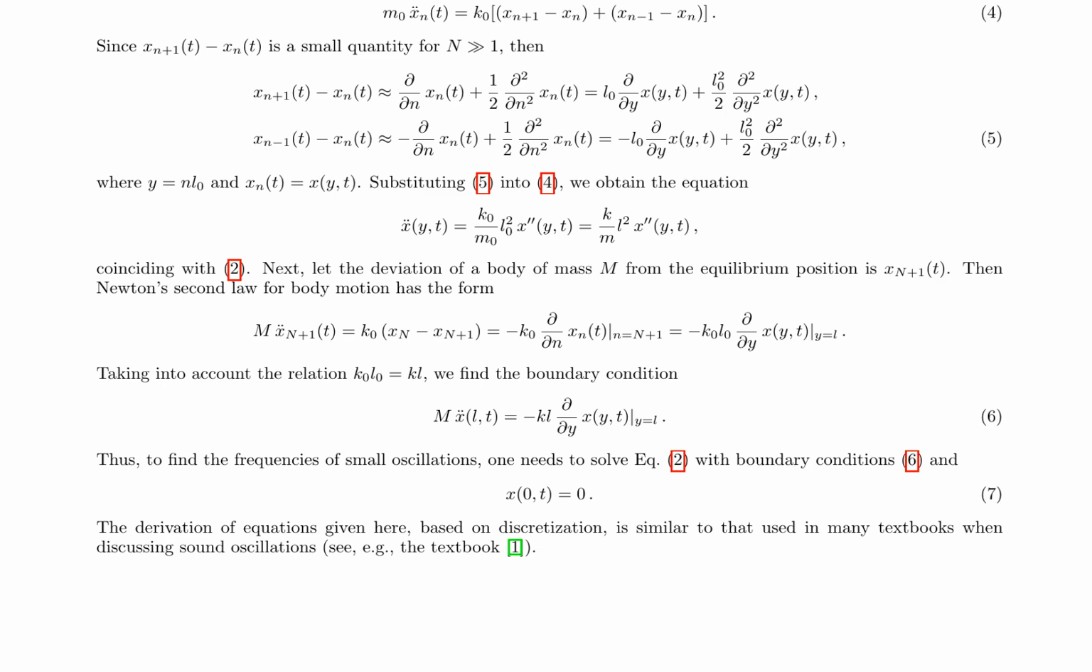The primary objective of the paper is to find the frequencies of small oscillations by solving the wave equation 2 with boundary conditions 6 and 7. This approach allows for the determination of an infinite number of oscillation modes, which form a complete set of functions enabling the solution of spring motion under arbitrary initial conditions. This refined understanding of spring oscillations provides a more comprehensive and accurate representation of the physical phenomena involved.